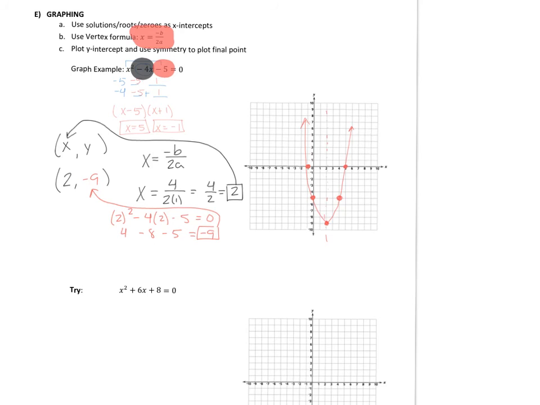So use that as an example to try and plot the problem below. Pause the video, try the problem below, and see if you can do this on your own.